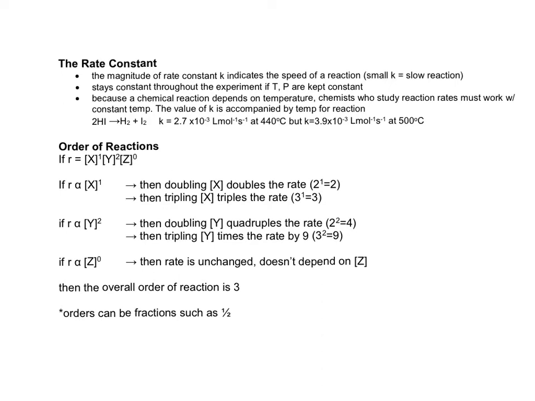Let's take a look at what these orders mean. If you have a first order reaction and you double the concentration, that means the rate will also double. 2 represents the number double, 3 represents triple, 4 represents quadruple. So if you triple the concentration and it's first order, the rate will also triple.